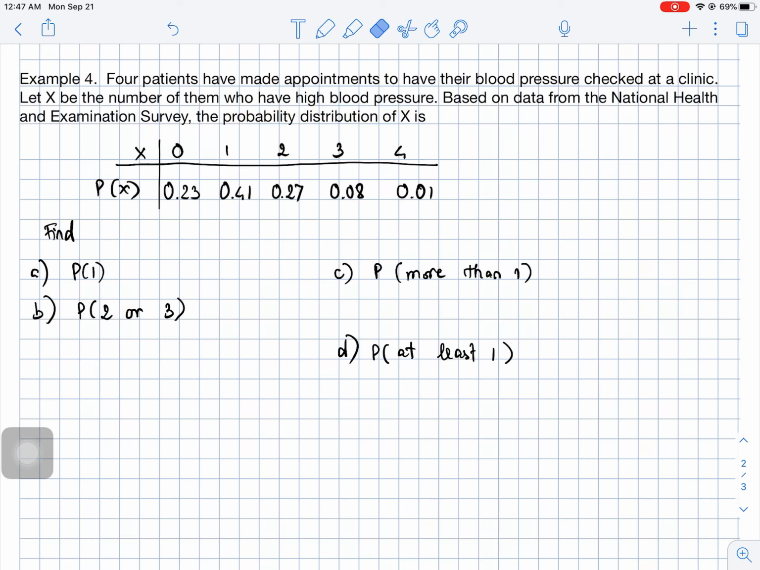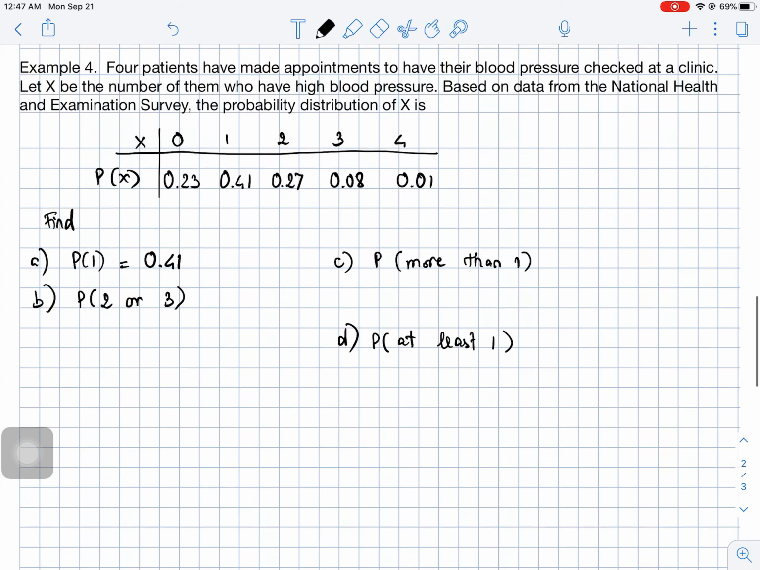In part A, we want to find the probability of 1. So the probability of 1 is here, and the probability of 1 is 0.41. So we just simply answer 0.41.